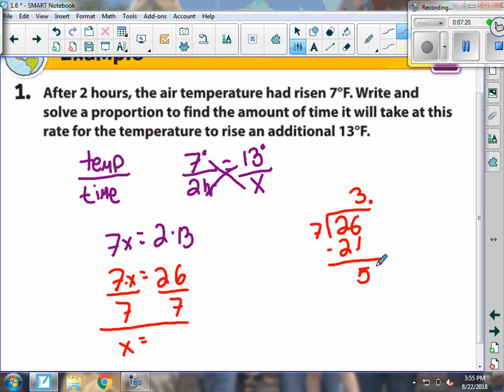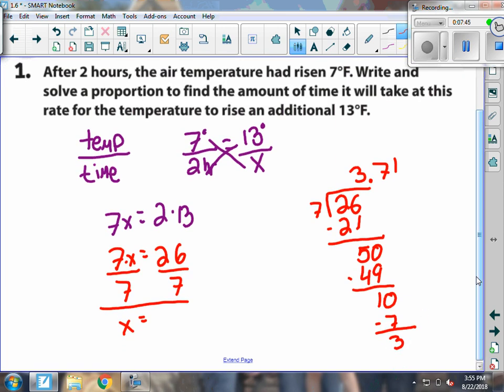I'm going to add a decimal and a 0. How many times does 7 go into 50? It goes in 7 times. It's 49. So I'm going to subtract. So it's 1. I'm going to add another 0. How many times does 7 go into 10? 1 time. Okay, so I'm left with 3.